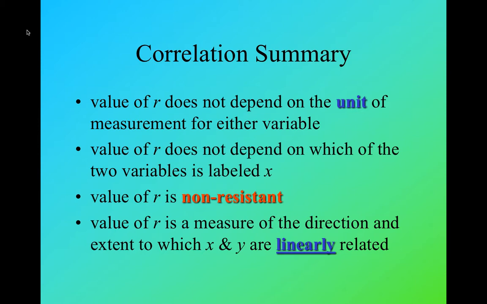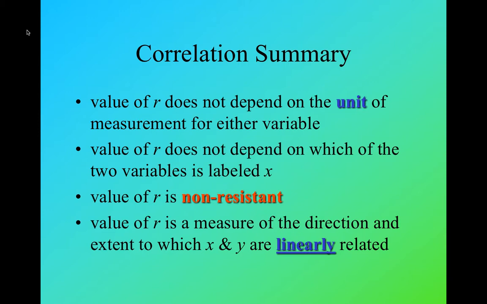The value of R is also non-resistant to outliers. When I have an outlier, it will greatly affect my R value. If the outlier is going to make the relationship more linear, my R value will increase. If the outlier falls away from that linear pattern, it will decrease my R value.